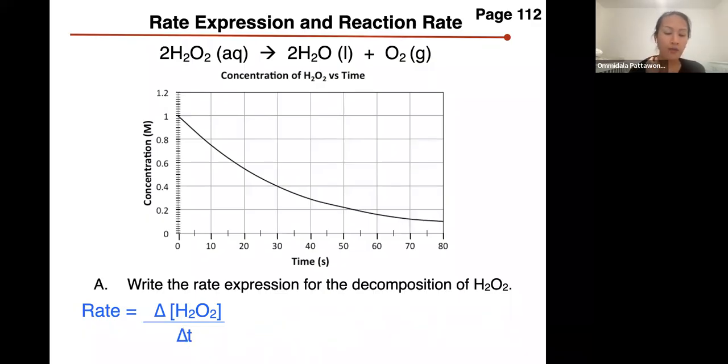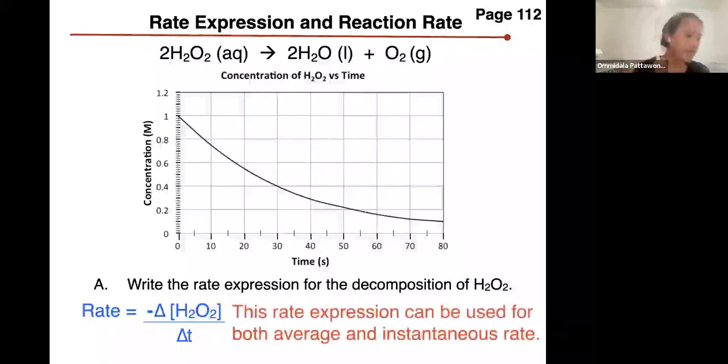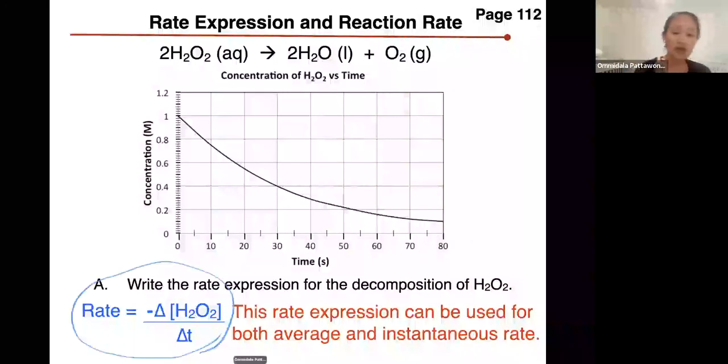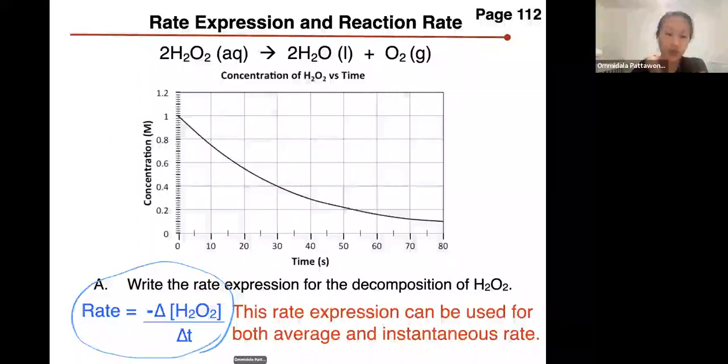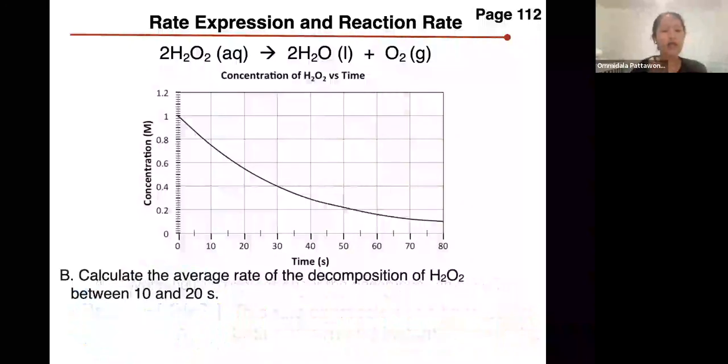Now think about this. Over time, the concentration of the reactant is going to reduce, right? So in this case, you will need to account for that. That means you will need to add the negative sign in front of it. The negative sign indicates that this species is the reactant, so over time the concentration of the reactant is decreasing. This rate expression can be used for both average rate and instantaneous rate when you calculate for those. All right, now we're going to take a look at B.